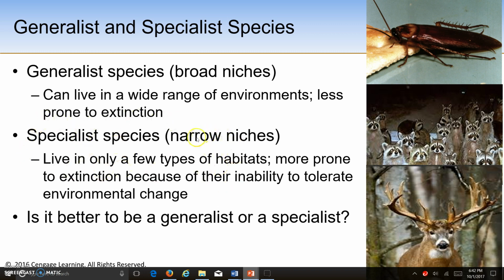Specialist species have very narrow niches, and they live in only a few types of habitats and are more prone to extinction because of their inability to tolerate environmental change. Examples of specialist species include the river otter, the pileated woodpecker, the koala, the panda, and the scarlet tanager.